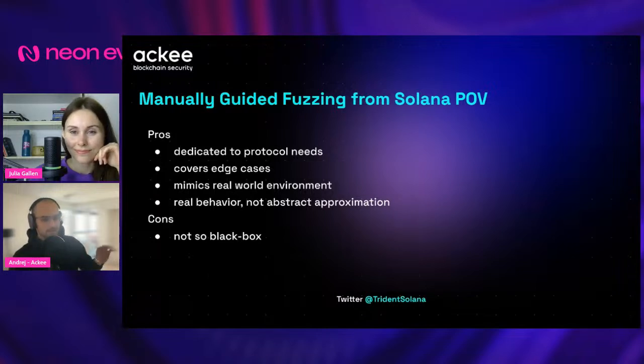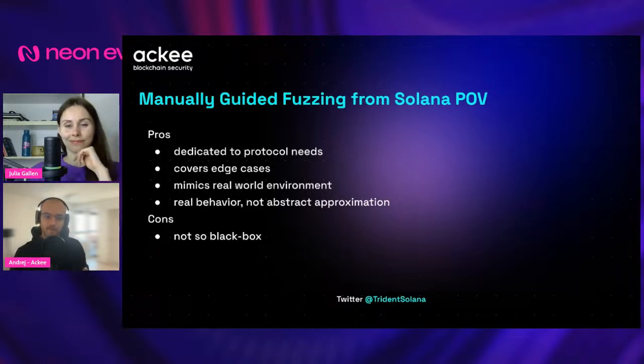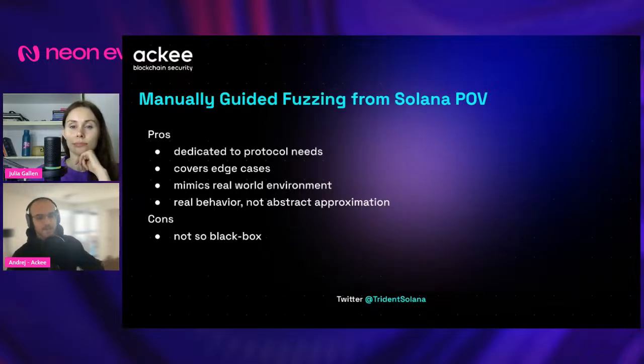What's the con here is that it is not so black box. So as I said at the start, the black box does not know anything about the system, or you as a user do not need to know anything about the system. That's pretty nice, because in that case, you just start the black box fuzzer and there is no work required from your side. In this case, it can be a disadvantage, because for the manually guided fuzzer, it is required that you actually write some source code, some tests.